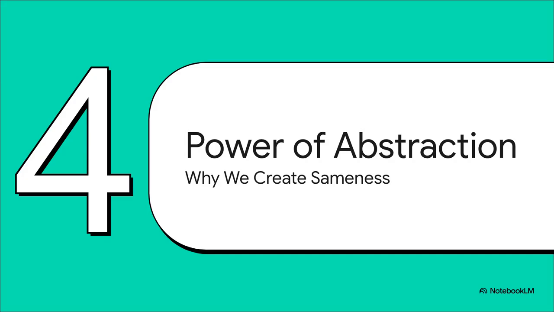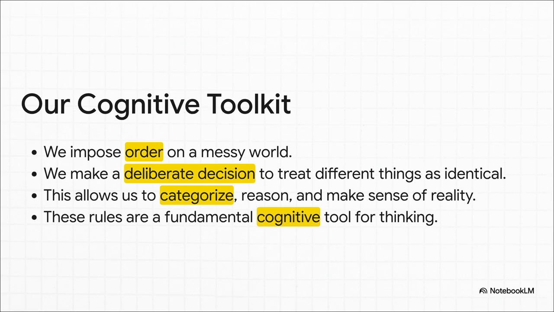So, you might be thinking, why does any of this matter? It matters because this whole process of creating sameness isn't a flaw in our thinking. It's actually one of our most incredible cognitive superpowers. It's literally how we make sense of a universe that would otherwise be infinitely complex. So what's the big takeaway here? At the end of the day, we take a continuous, chaotic, messy world and we impose order on it. We make this deliberate decision to treat different things as identical. And doing this is what allows us to create categories, to use logic, to reason about anything at all. I mean, without this tool, every single leaf on a tree would be a completely unique object we'd have to analyze from scratch. This ability to create sameness is a fundamental tool for how we think.